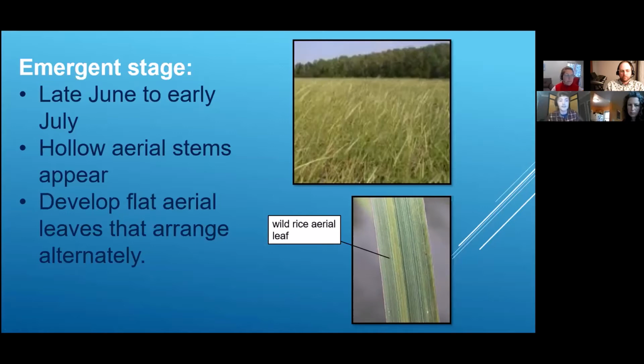In this stage, they also start to develop these flat aerial leaves that arrange alternately. To explain that, if the leaves are opposite, they're right across from each other like this. But alternate is when it's opposite like that, but also kind of offset, I think. Again, correct me if that's not right.